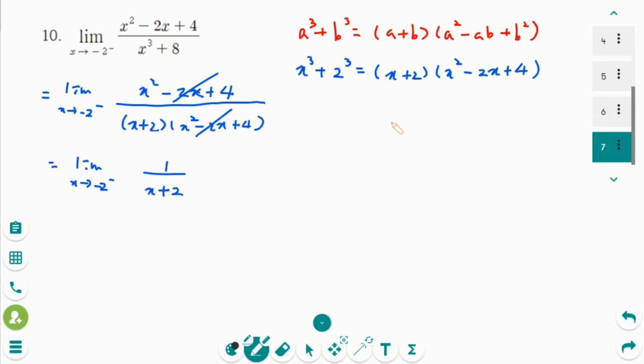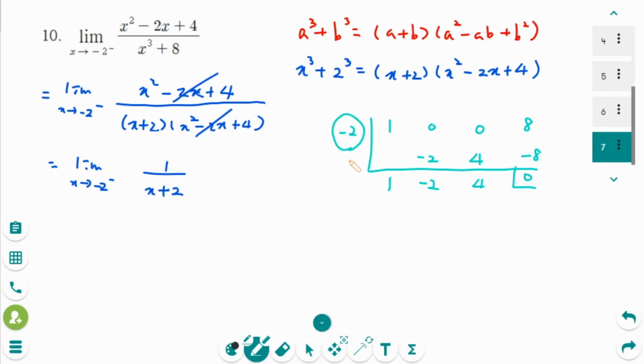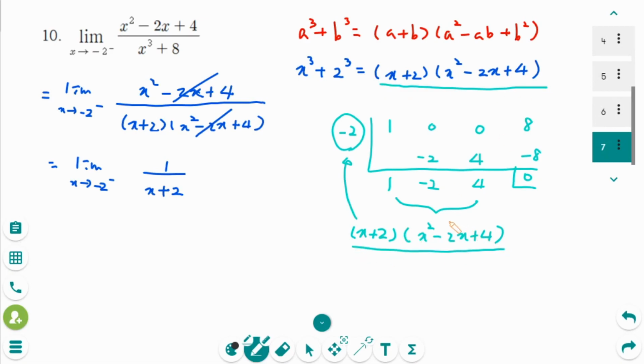synthetic division. So 1, 0, 0, 8, and make 0 because of x equals minus 2, so minus 2 here. 1 times minus 2, then add, times, make 4, add, times minus 8, make 0. So minus 2 means x plus 2, and this one is 0, 1, 2, so x squared minus 2x plus 4. This one and this one is the same. Then back to the original.